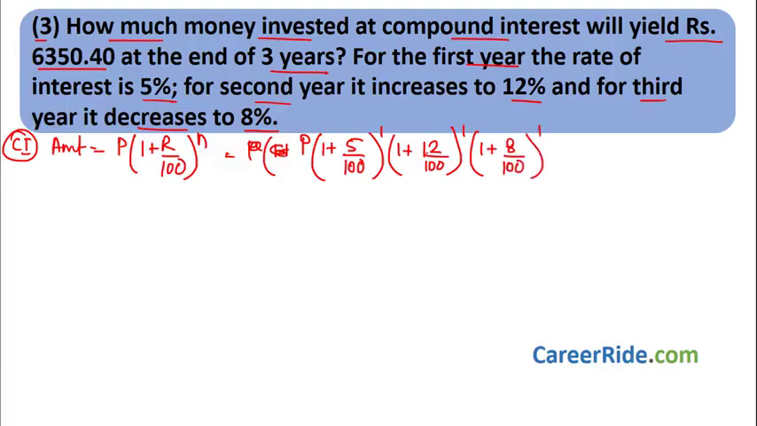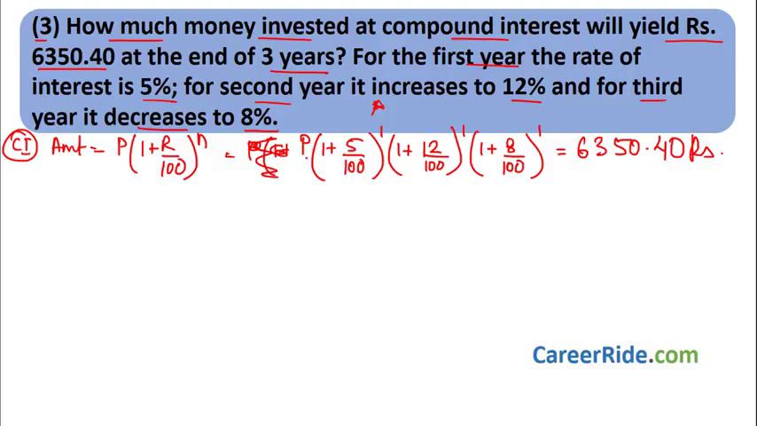1. Now over here, if they have given that for the first 2 years the rate of interest is 5%, then we'll have 1 plus 5 by 100 raised to 2. Okay, instead of 1 we'll have raised to 2. But over here only for the first year, that is for 1 year only, rate of interest is 5%. For 1 year only, rate is 12%, and for 1 year only it is 8%, right? Also they have given that the amount that the person receives after investment at the end of 3 years is 6350.40 rupees.